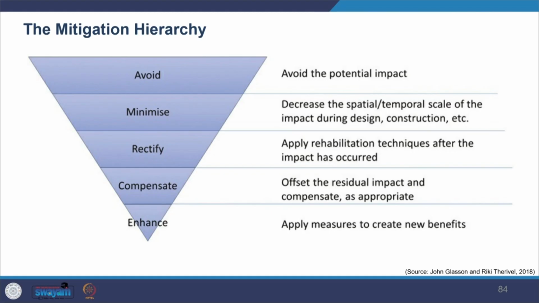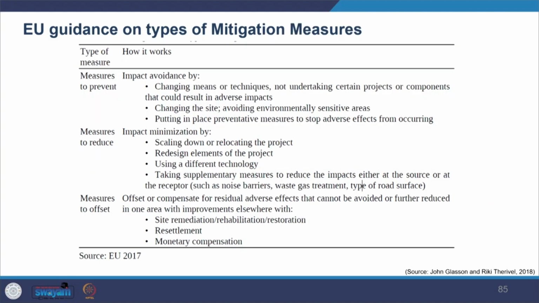Here you can see that more and more effort has to be made to avoid any kind of impact. Then in case the impact happens, how do you reduce it? How do you minimize it? And then how do you rectify it by technological intervention? And if nothing can be done, not avoided, not minimized, or not rectified, how do you compensate the people, or any recipient, for that? And then the other part is how do you enhance the impact of the project? So you can see EU guidance in this aspect as well.